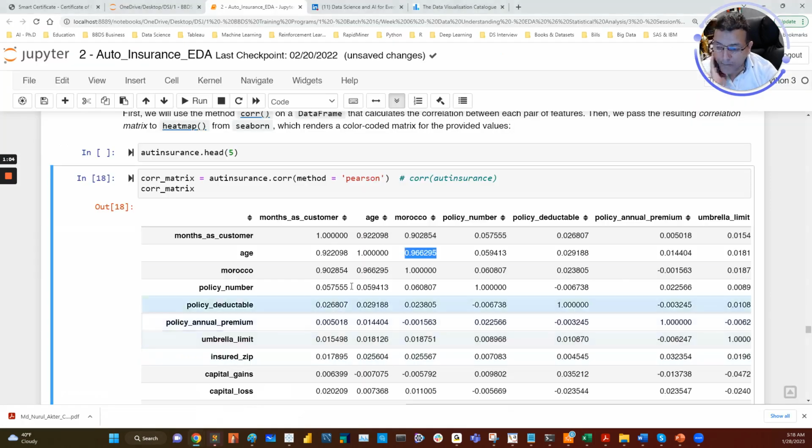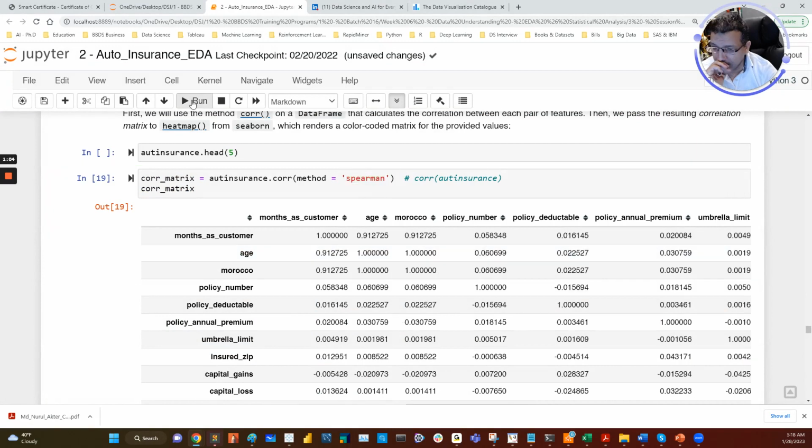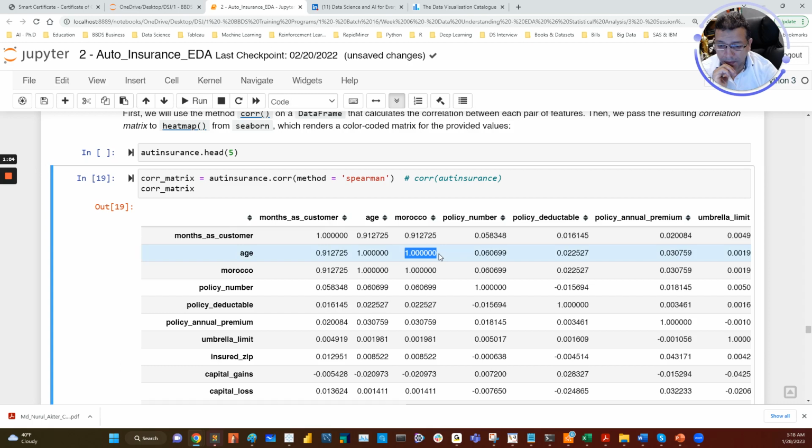If we use Spearman, this number could even come out as 1. You see, age and Morocco is 1. It means they are 100% the same. So age and Morocco are 100% the same.